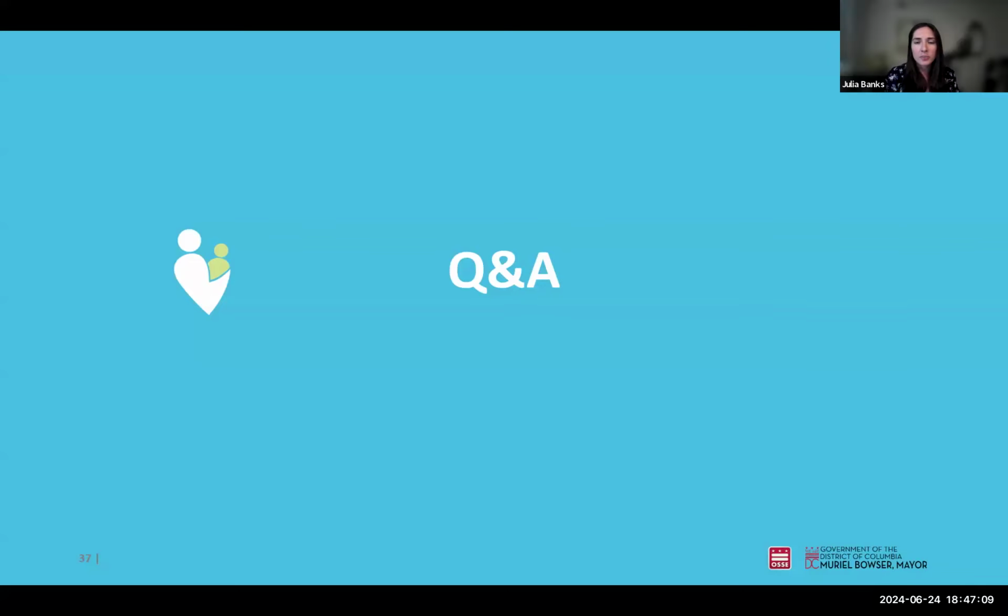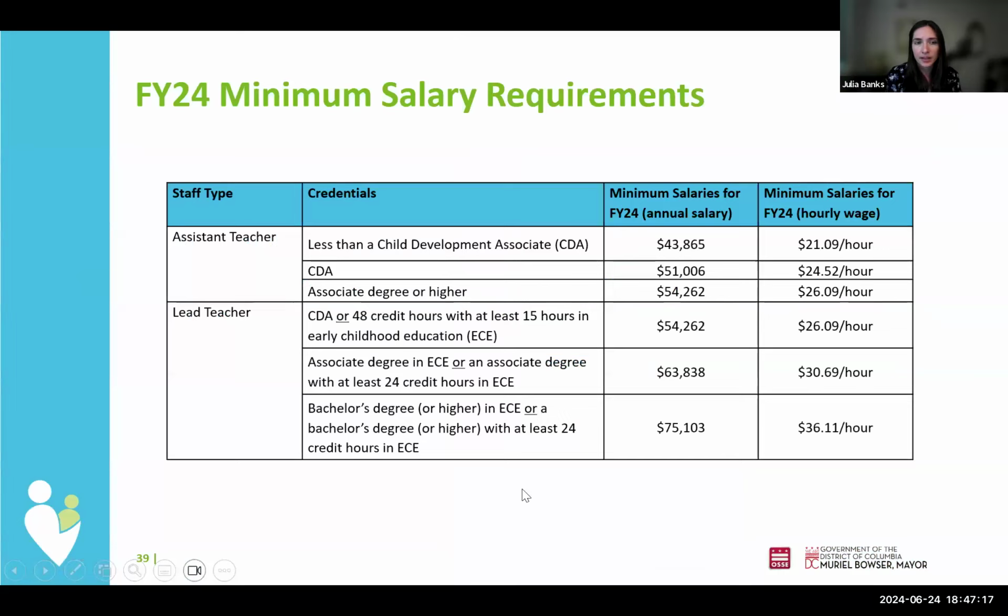And maybe, Jarrett, could you pull up the slide that has the minimum salaries listed on it? And here is just to give folks a reminder, these are the minimum salaries by annual salary and by hourly wage based on staff type and highest credential as documented in DELT. So these are the minimum salaries for fiscal year 2024.